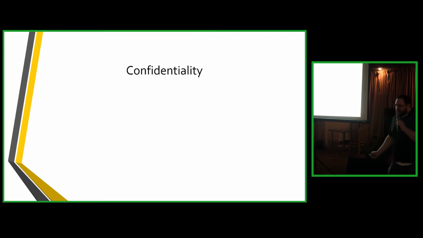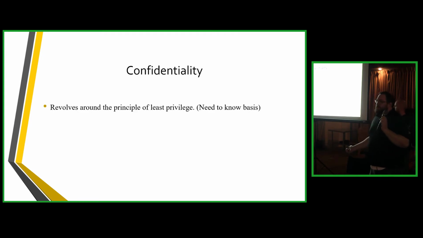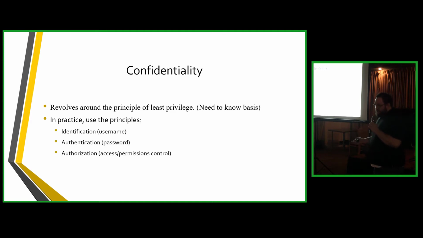So let's start with confidentiality. Confidentiality revolves around the principle of a who-needs-to-know basis. This comes down to your user access lists: when a user signs in, what resources do they actually have access to? In keeping your data safe, there are a few different principles at hand. You have your identification, so who you're actually logging in as, your username. Then you have your authentication, your password, or two-factor authentication. And then your authorization, which comes back to your permissions, and who has control over what resources, what they can access.